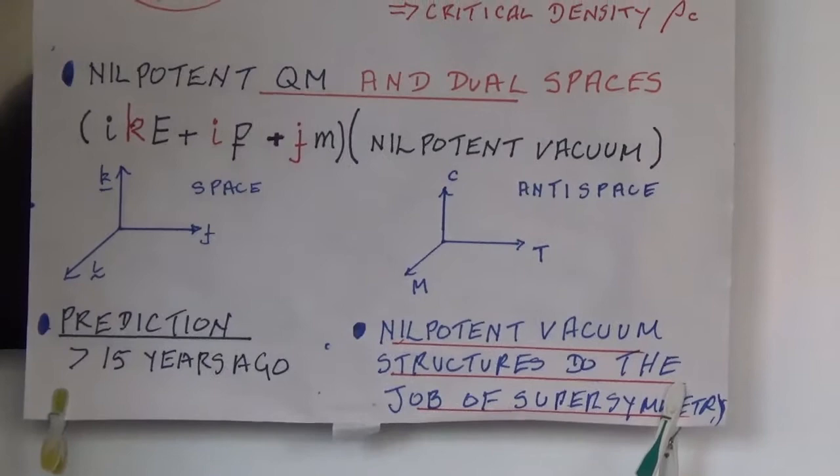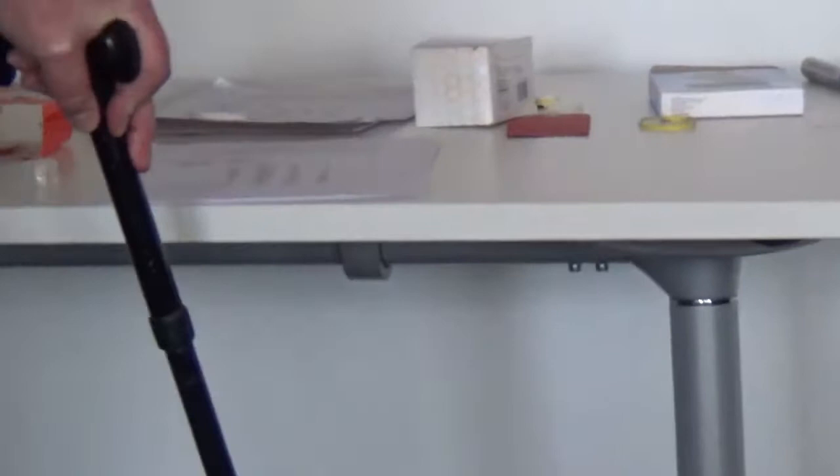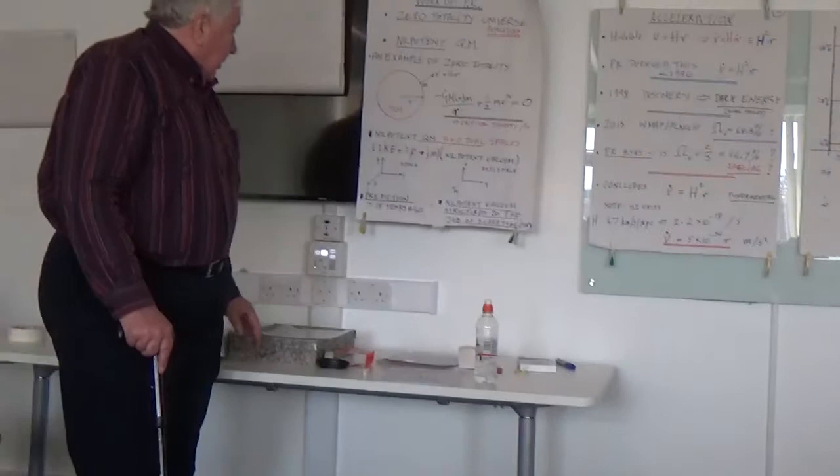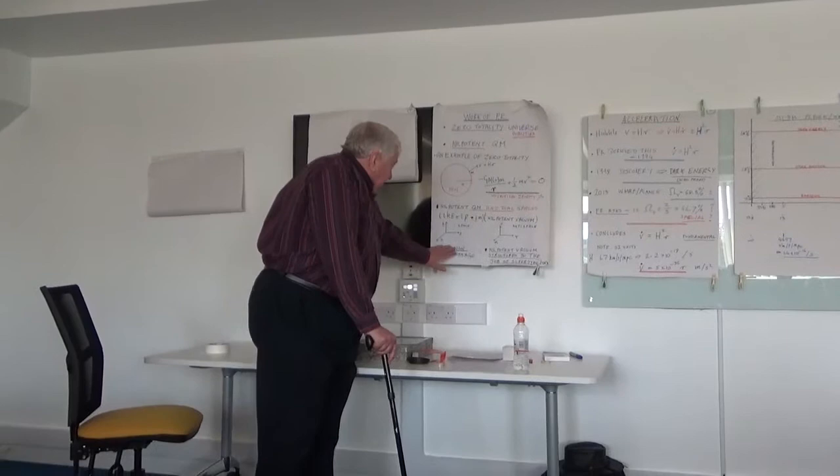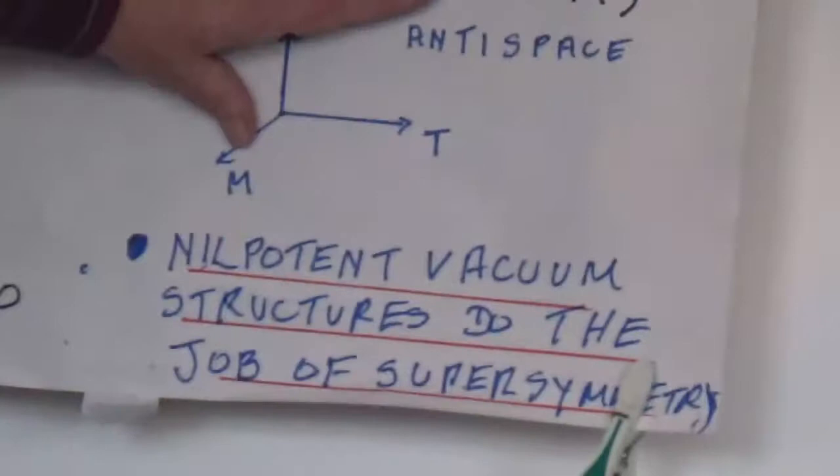Now, this is an incredibly complicated and subtle idea, and if you've never heard of it before, I can imagine you getting lost already. Okay? But the crucial thing for us is that he made a prediction at least 15 years ago, that the nilpotent vacuum structures in here actually do the job of supersymmetry.